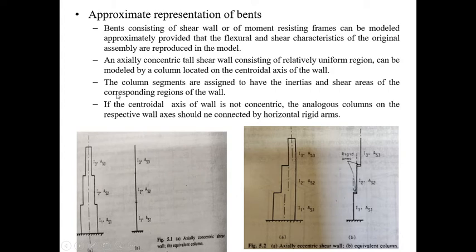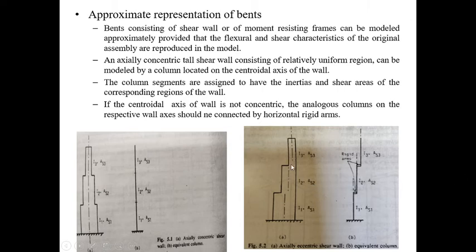Now the next is the column segments. They will be assigned the inertia and the shear areas of the corresponding regions of the wall. That is what I have shown here. The corresponding regions are represented here, this region is represented here, and this region is represented here. So this is the case when it is axially concentric.